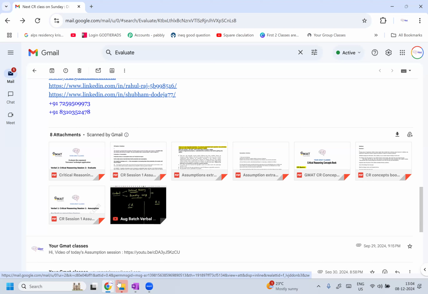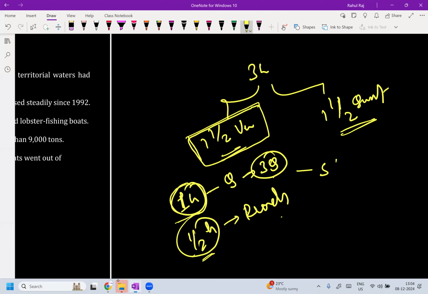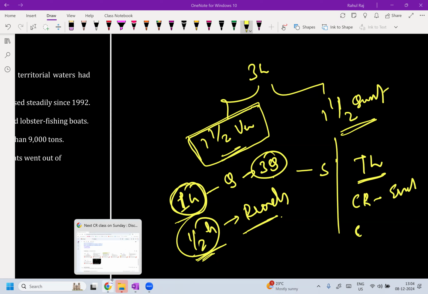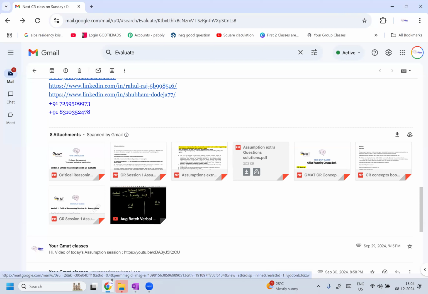Till Thursday, ensure that your entire job should be assumptions. Your half an hour of reading should only go to the assumptions document till Wednesday. From Thursday onward, from the CR concept book you can read the evaluate topic. And the CR handout, I'll send you the evaluate handout also in the mail. See here, I have sent you the evaluate handout.